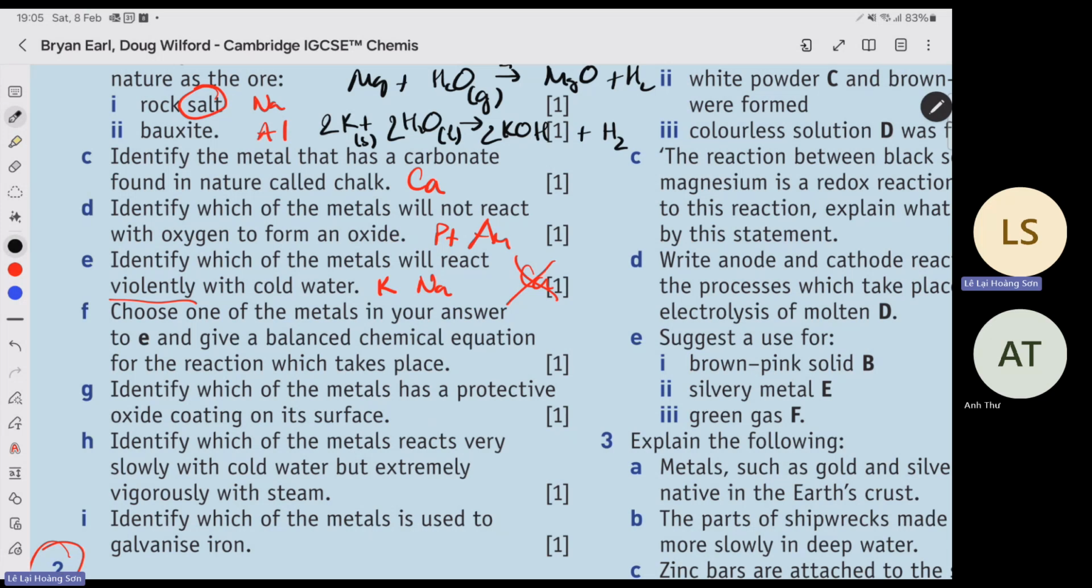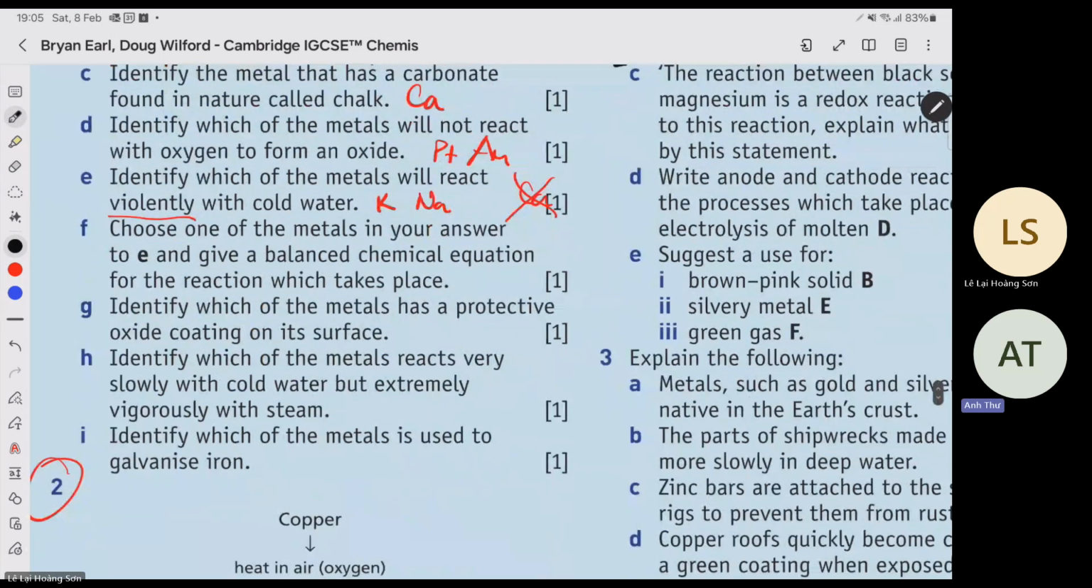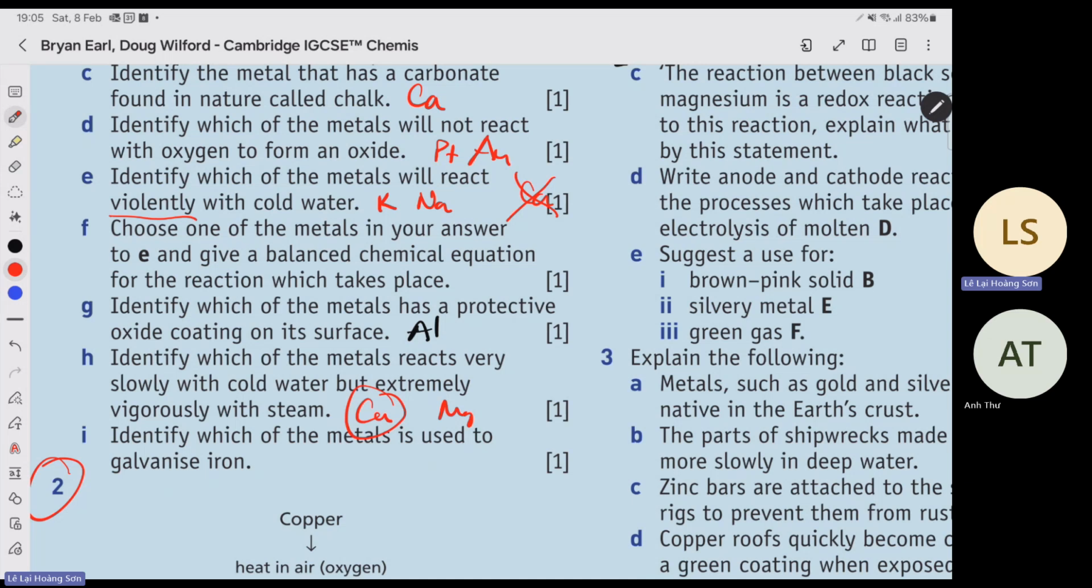Identify which of the metals have a protective oxide coating on the surface. Aluminum. Yep. Reacts very slowly with cold water, but extremely vigorously with steam. Magnesium. Yeah, magnesium is correct. Usually I will not classify magnesium as being able to react with water. However, we can have calcium here. Magnesium is also correct, I think, but I would prefer calcium. Calcium can react with cold water, but extremely vigorously with steam.